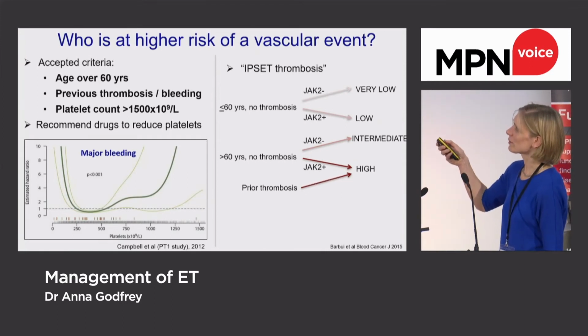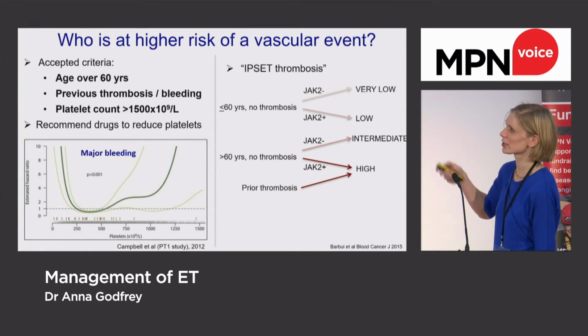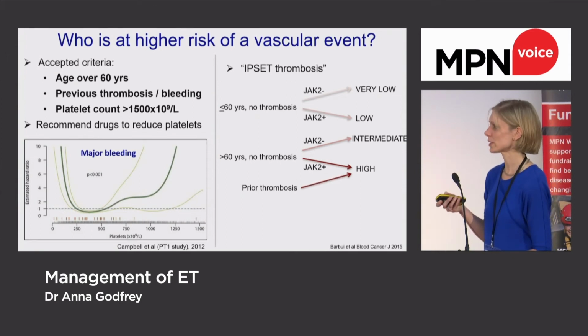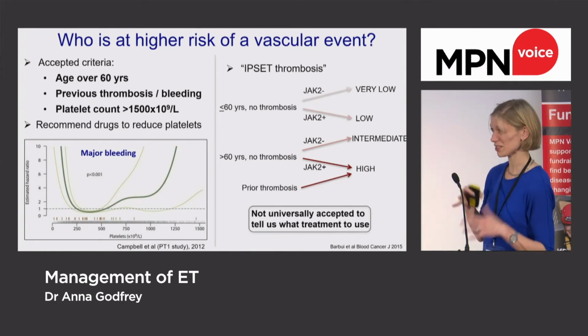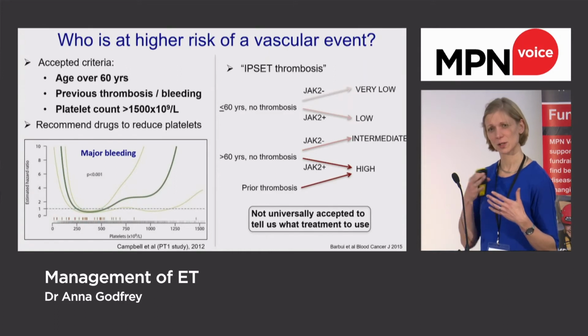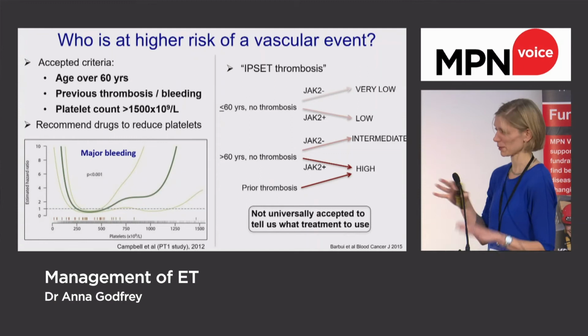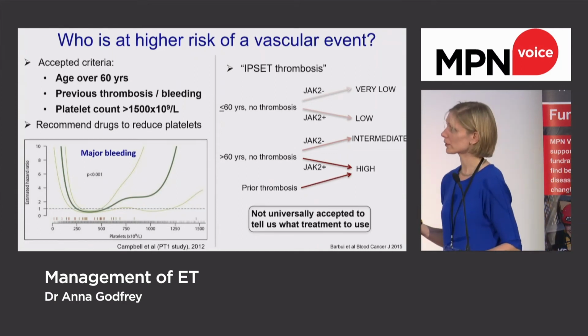In particular, one of the major questions is whether, if you're in this very low risk category, so this is really younger people, often with a CALR mutation, you necessarily need aspirin. Perhaps not everybody does. Having said that, this particular scheme on the right isn't universally accepted to tell us what the treatments should be, so not everyone is using this system on the right, and that's because it hasn't quite been validated in the same way as the scores on the left.